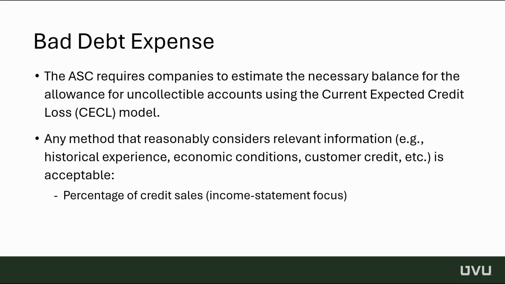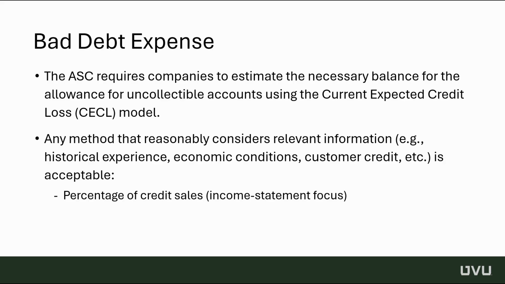And as seems to be the theme for today, there are different approaches. Some companies use a percentage of credit sales. If they know that historically 2% of credit sales turn to bad debts, they'll record 2% of this period's credit sales as bad debt expense. This is income statement focused because it uses income statement figures as the primary input and output. It generates an expense that should be commensurate with the revenue it's attached to.